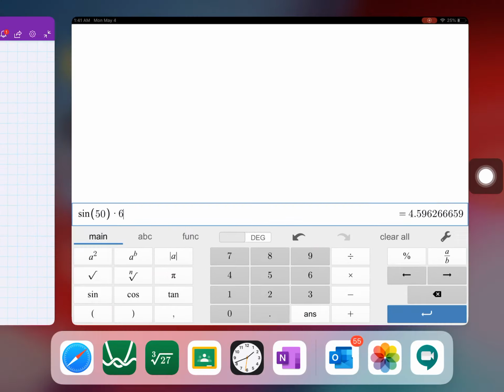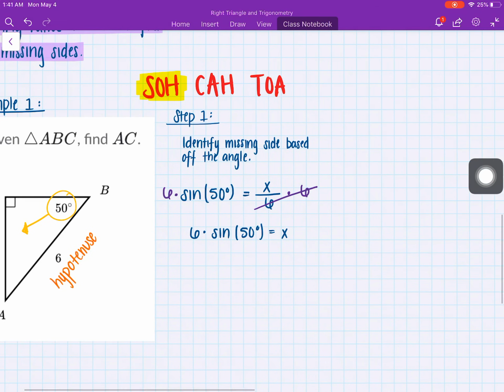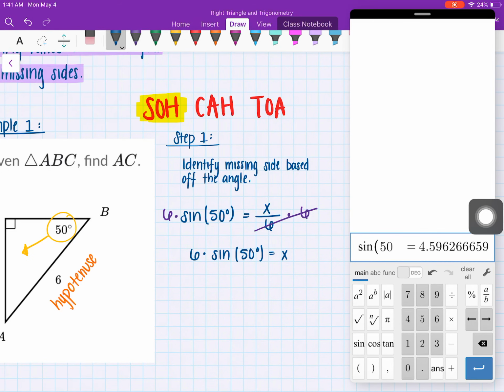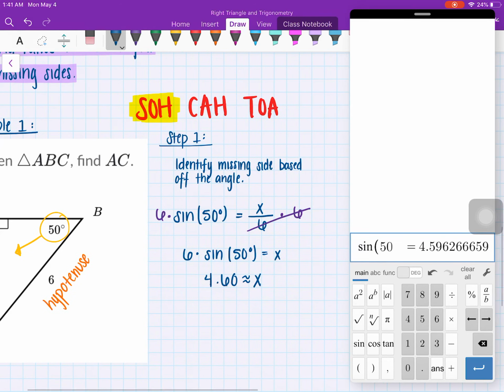So let me go back to my notes here, and I'll pull up my calculator on the side. So if I multiply sine of 50 degrees times 6, I get 4.60 because I'm rounding to 2 decimal places, and that's an approximation. So in this case, x equals 4.60, or the side AC is approximately 4.60. So this here would be our answer.